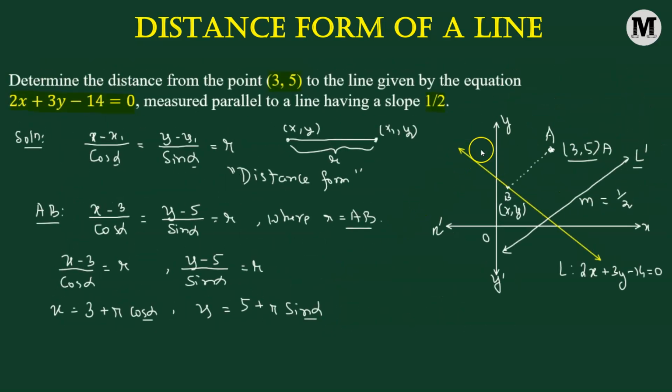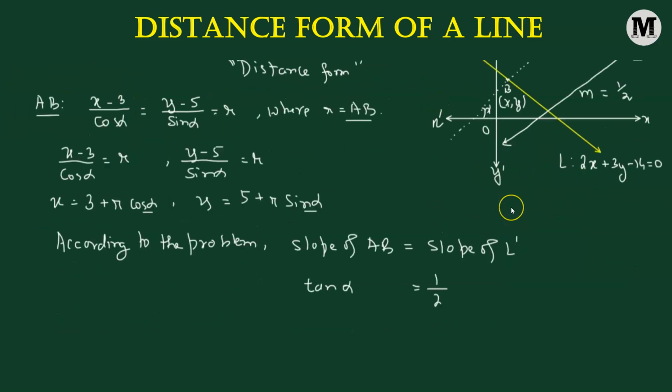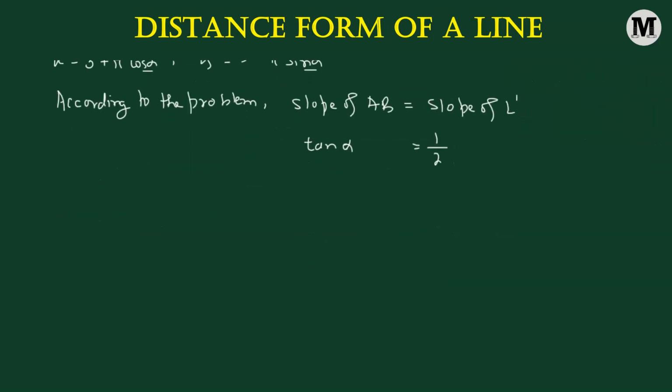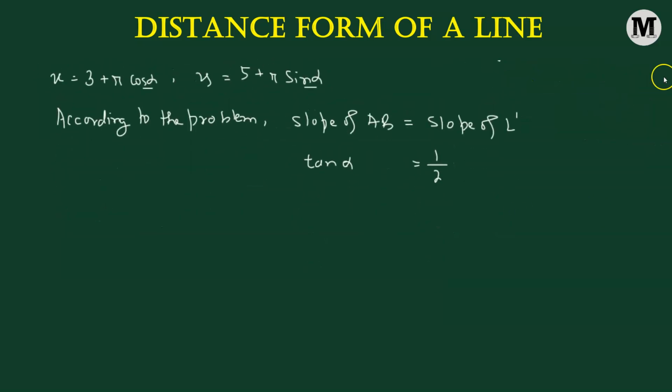That means if we extend the line along B, then this is going to make an angle alpha with the x-axis. So we have tangent of alpha equal to 1/2. Now using this, we will try to find out the value of sine alpha and cosine alpha.